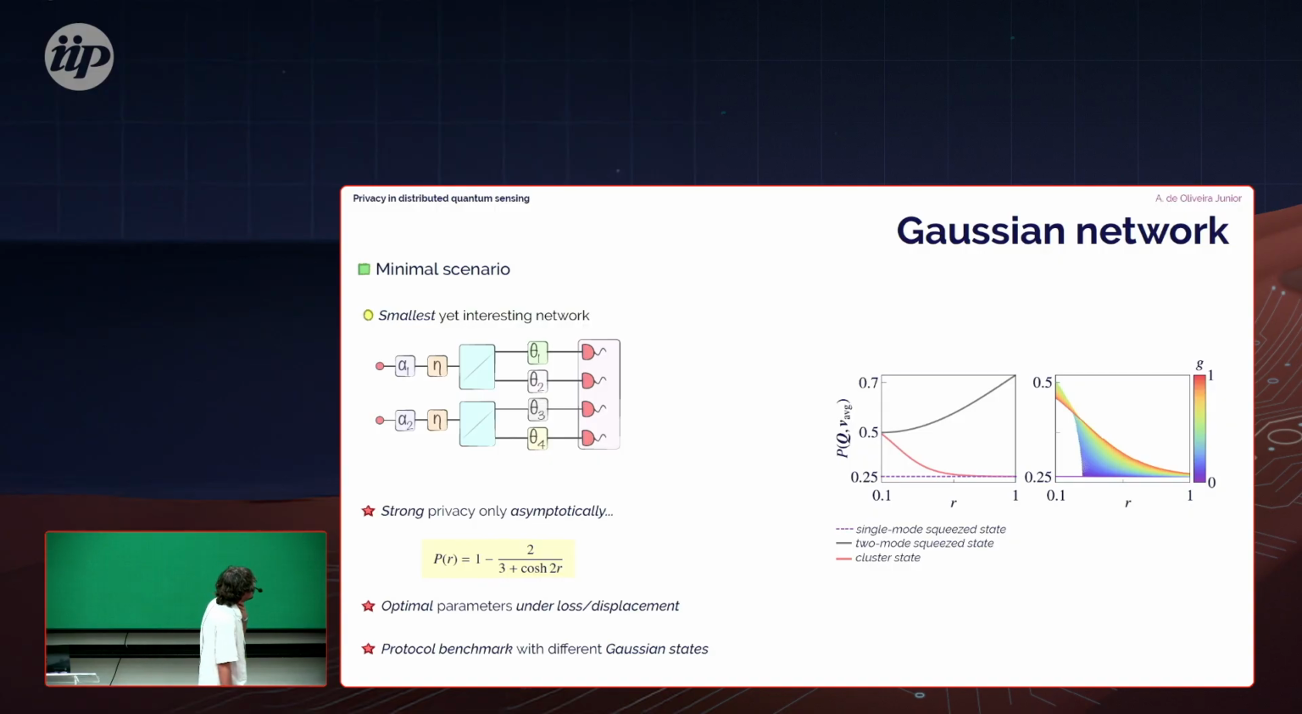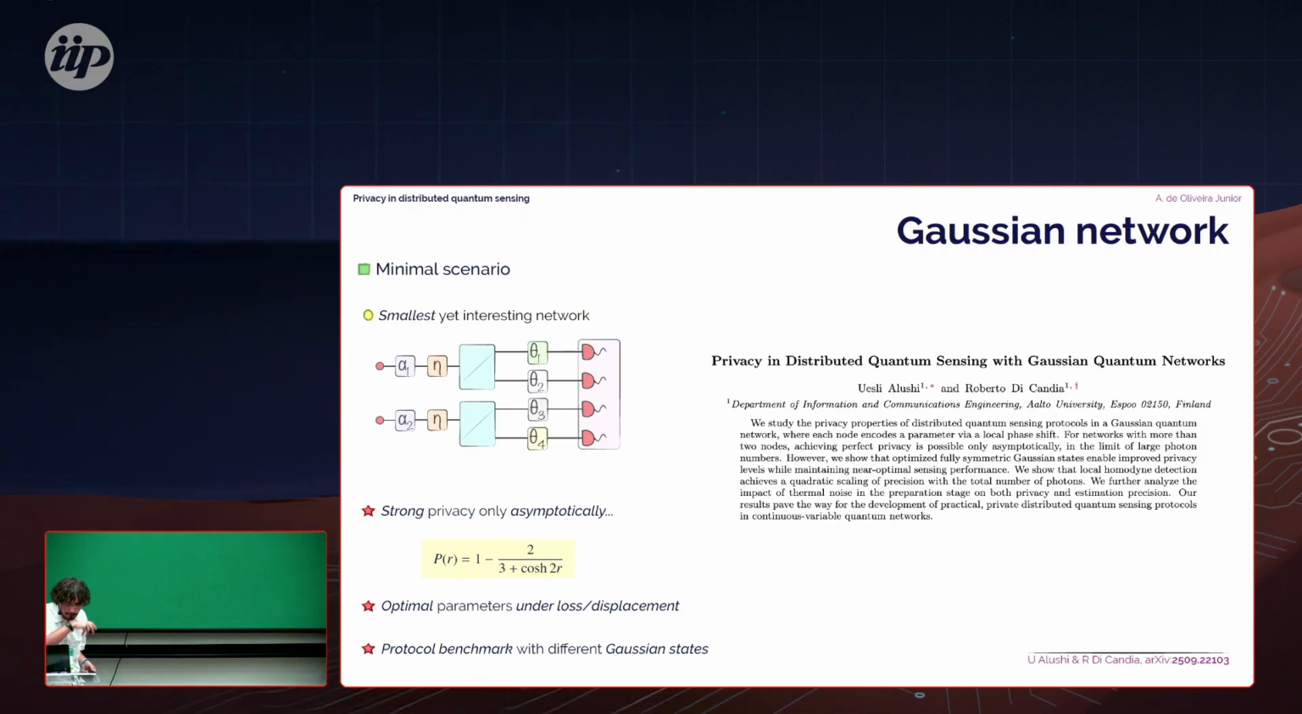And so here I just put 3 examples of states that we can produce in the lab. A single-mode squeezed state. So basically here I'm feeding the network with product states. Of course, this is not private, and this actually achieves the lowest level of privacy. A cluster state of 4 modes, which also doesn't behave well with the amount of squeezing, even if you optimize over the coupling. And finally, our 2-mode squeezed state here. So it seems that the 2-mode squeezed state is quite nice for this task.